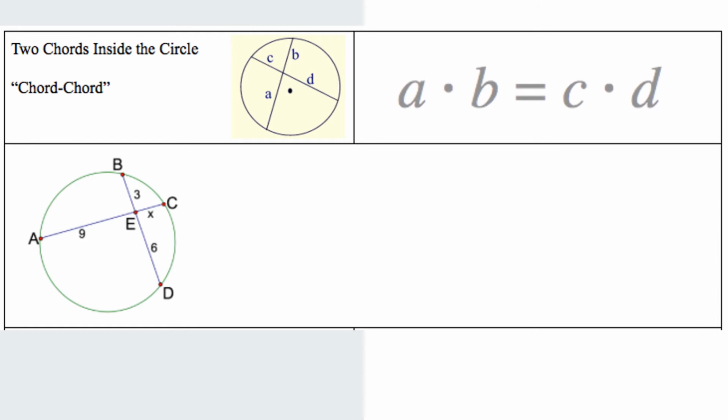In our second property, chord, chord, we have this mathematical equation that A times B equals C times D, where both A and B are on the same line and C and D are on the same line. So in our example, we would have 9 times x equals 3 times 6. So 9x equals 18, therefore x equals 2.